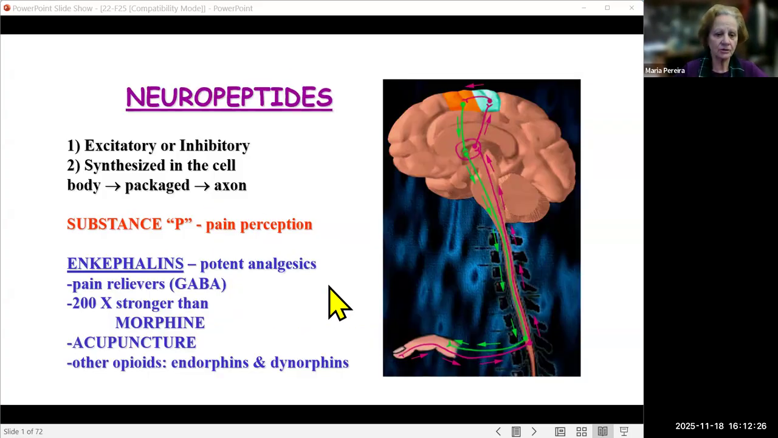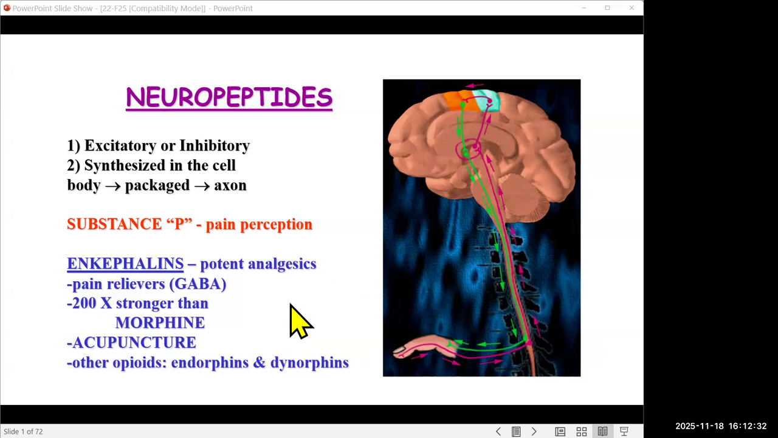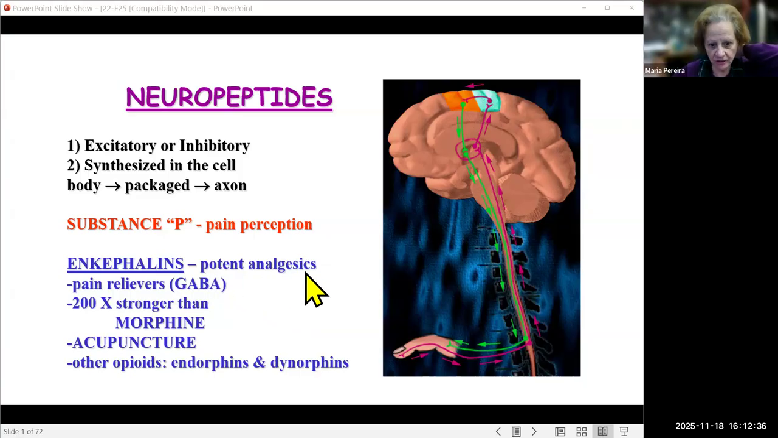Okay, so here are the neuropeptides. Do enkephalins give you pain or relieve pain? No, they relieve. They're analgesics. The pain is the substance P, right? That's the neurotransmitter for pain. Enkephalins and endorphins and dynorphins, they are analgesics. They are pain relievers. Okay?